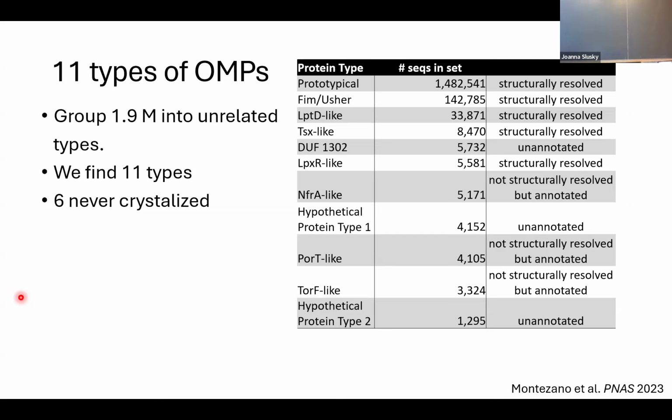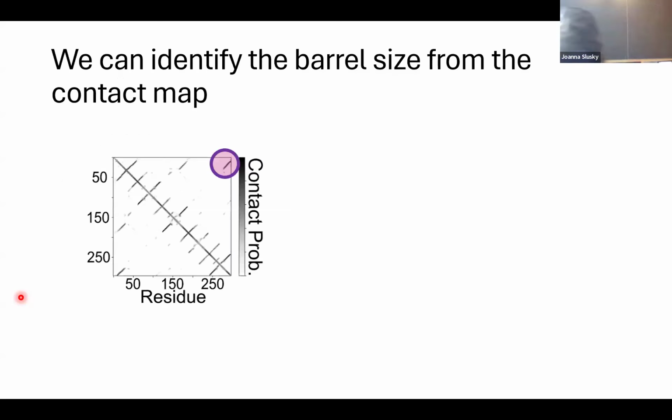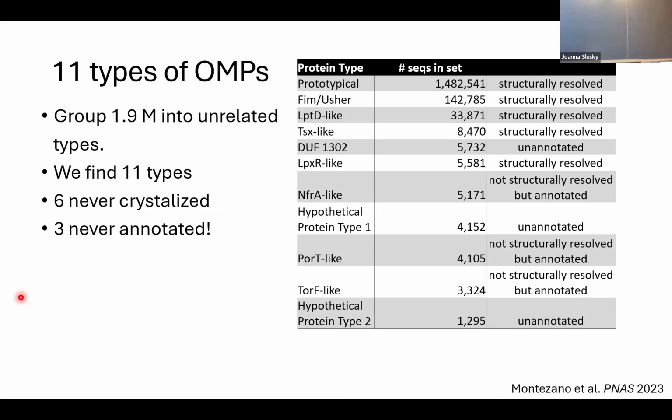And then there are things that had not even been given names. We've got domain of unknown function 1302, where we've got 5,732 examples of proteins that seem to be beta barrels and had not been typed. We've got hypothetical protein type 1 and hypothetical protein type 2. So we have these 3 types that have never been annotated. So lots to look into, lots to explore. Now, the next thing we wanted to do was be able to see if there were these duplication events in barrels.